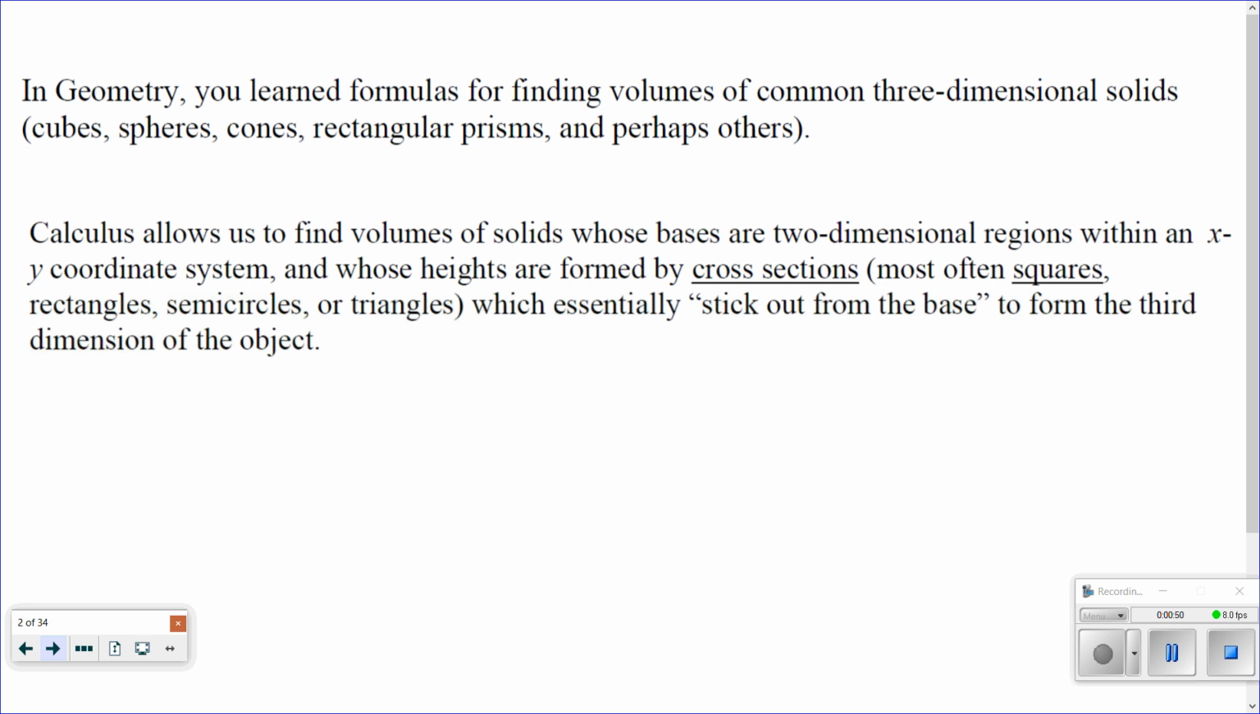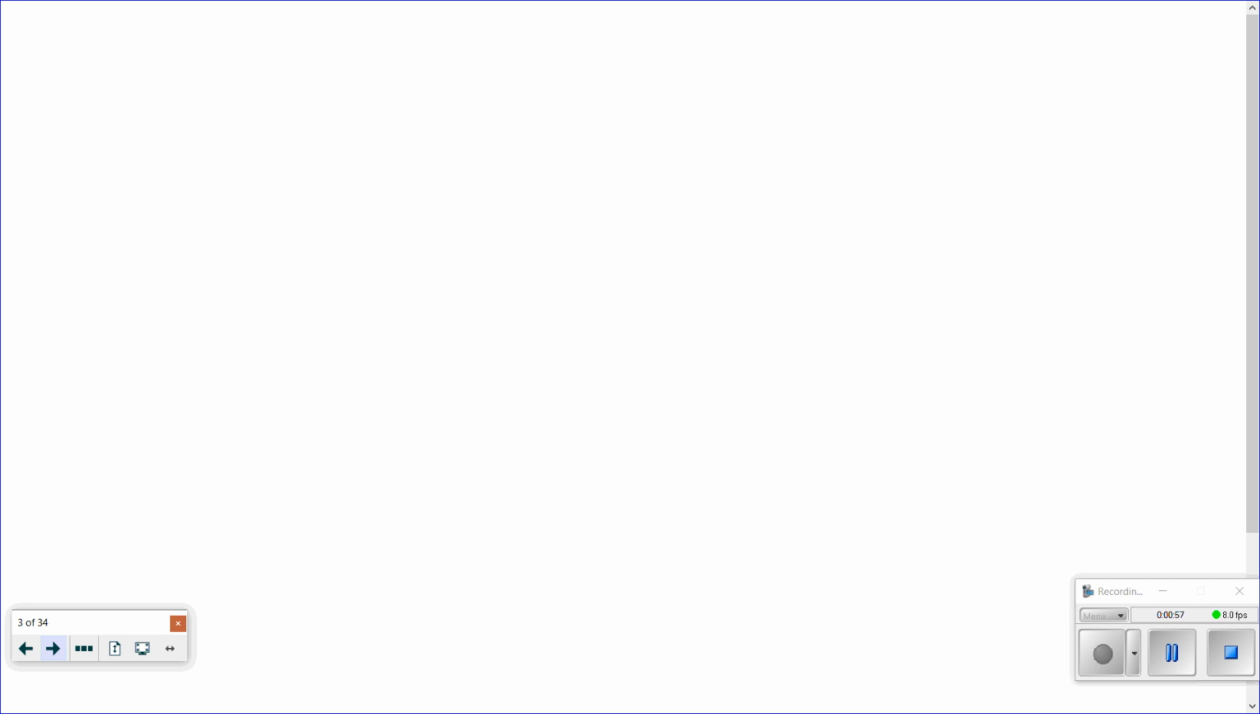But it's a third dimension, right? We're talking about three-dimensional now. Let me show you what that looks like. So let me pull this up here.